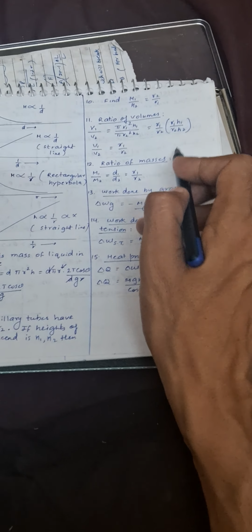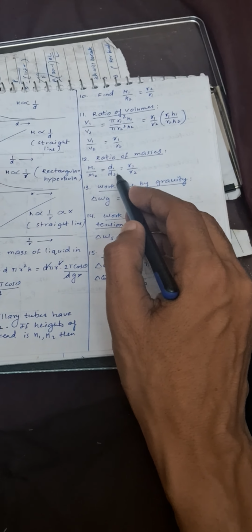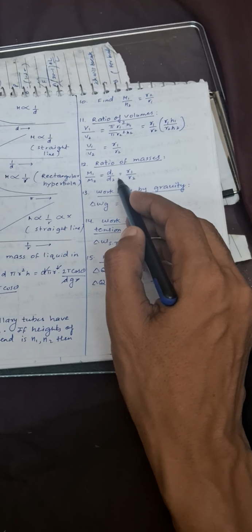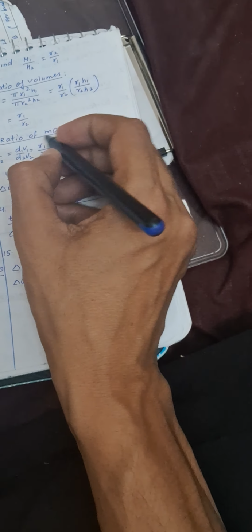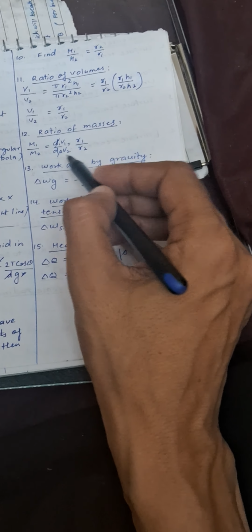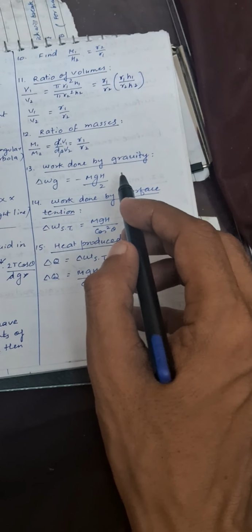We can verify this. Next is the ratio of masses. Mass ratio will be density into the ratio of the volume. The liquid is the same, so density will be the same, so it is equal to V1 by V2, which is equal to r1 by r2. Next is work done by gravity.